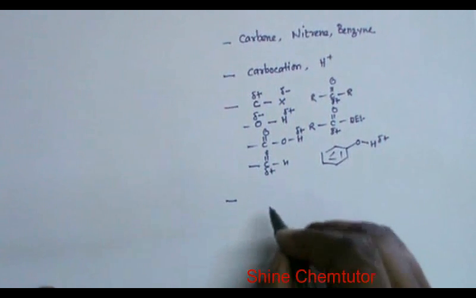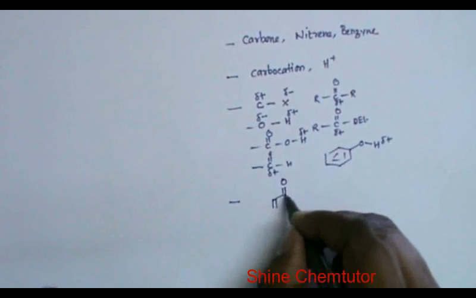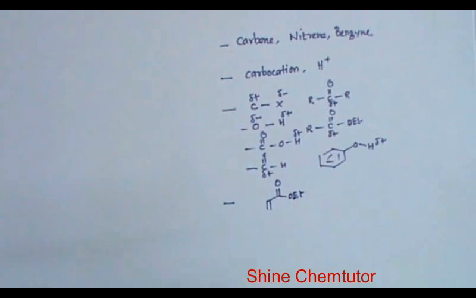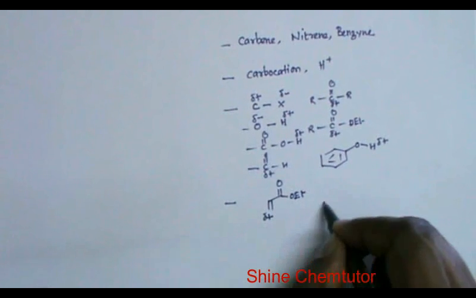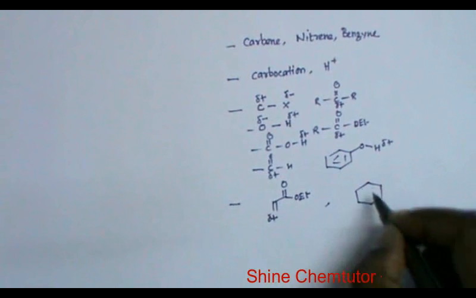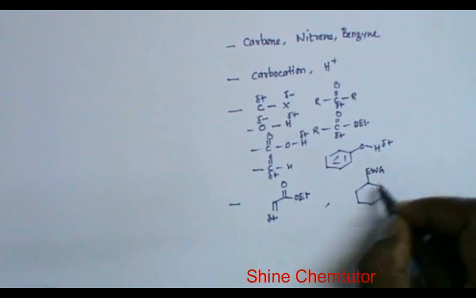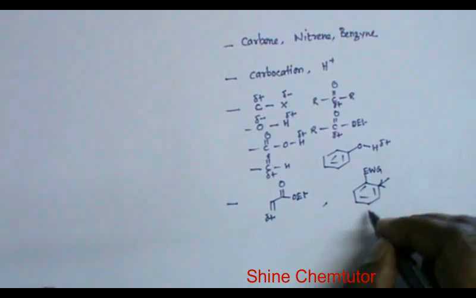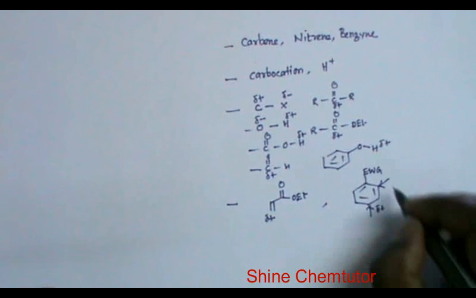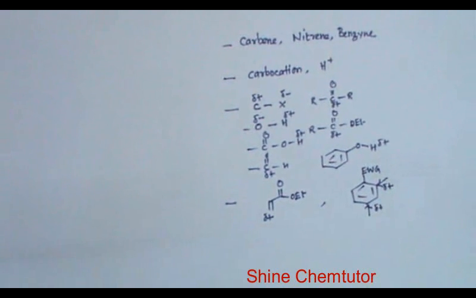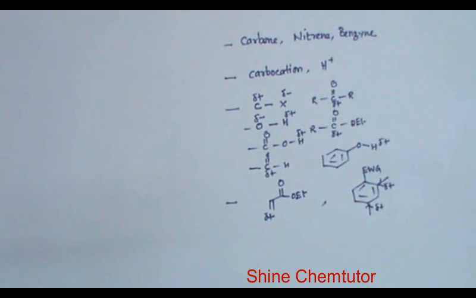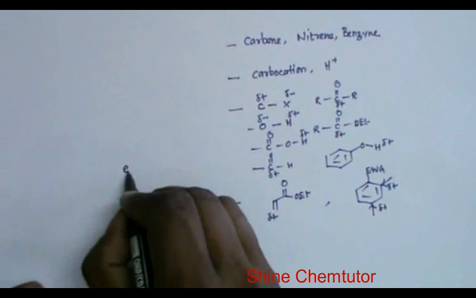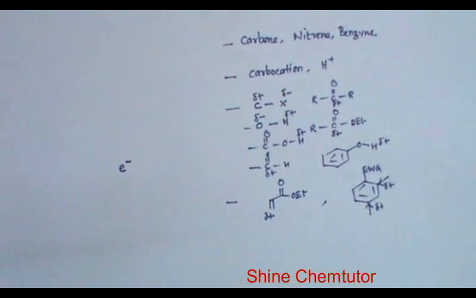Next one, alpha beta unsaturated system. In this, this particular carbon is delta plus. Similarly, when you go for an electron withdrawing group, this and this are electrophilic. So this is how I categorize. I categorize into 4 different types. Now, is it possible to add a single electron to these electrophiles?